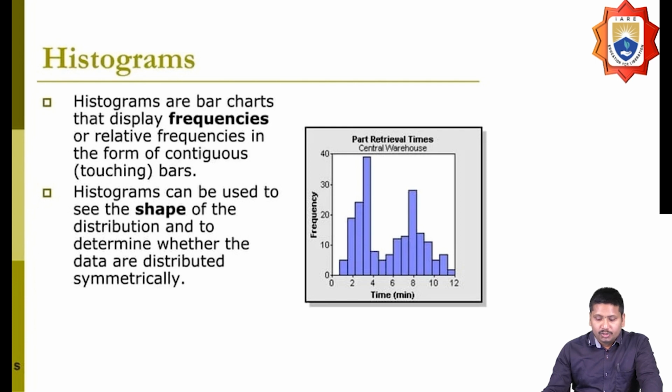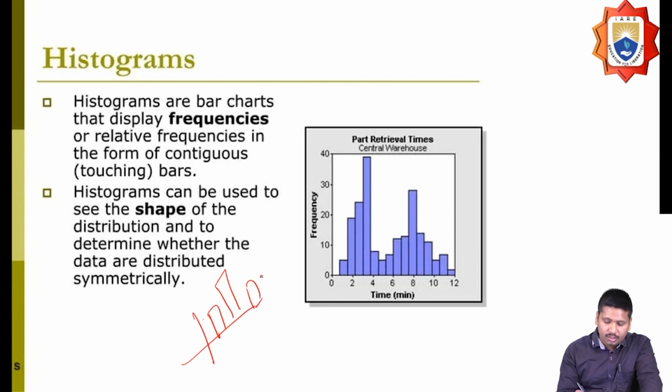And the next one is the histogram. A histogram looks like a bar chart, but we should not maintain any space between the bars. Histograms are used to see the shape of the distribution and to determine whether the data is distributed symmetrically or not. The main difference between a bar chart and a histogram is that in a bar chart we maintain space between each and every bar, but in a histogram we do not maintain any space. The bar chart is only for presenting particular parameters, but here it should be intervals.